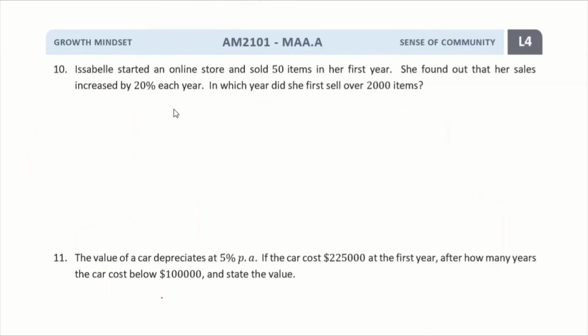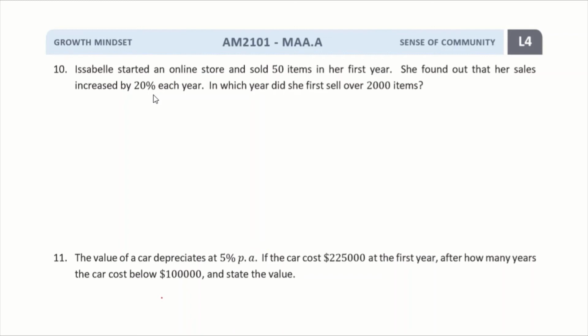Alright, question 10. Isabel started an online store and sold 50 items in her first year, and she found out that her sales increased by 20% each year. So, in which year did she first sell over 2,000 items? Okay, so in this case, you can see that the sales increase 20% each year, which means that our common ratio here will be 1.2.